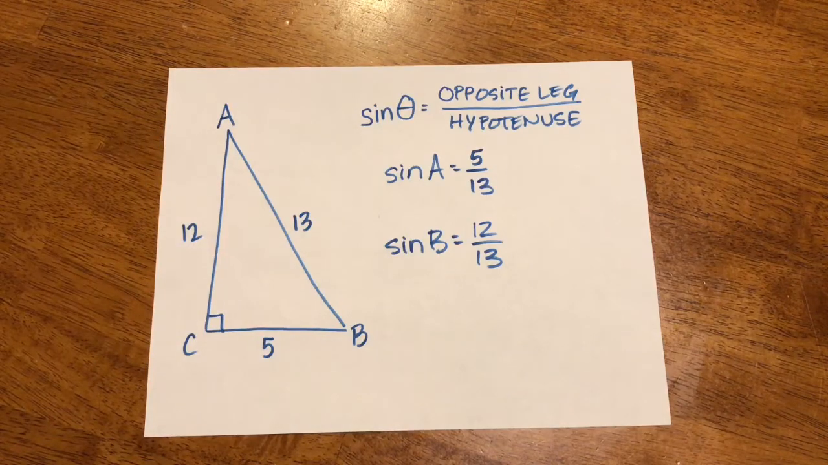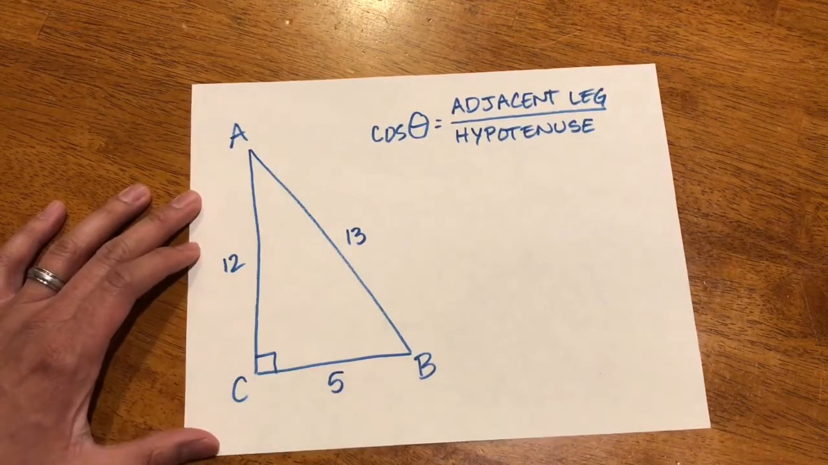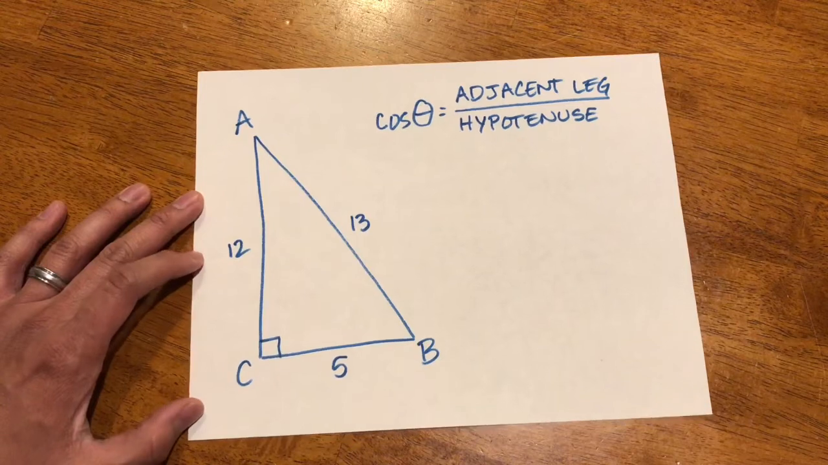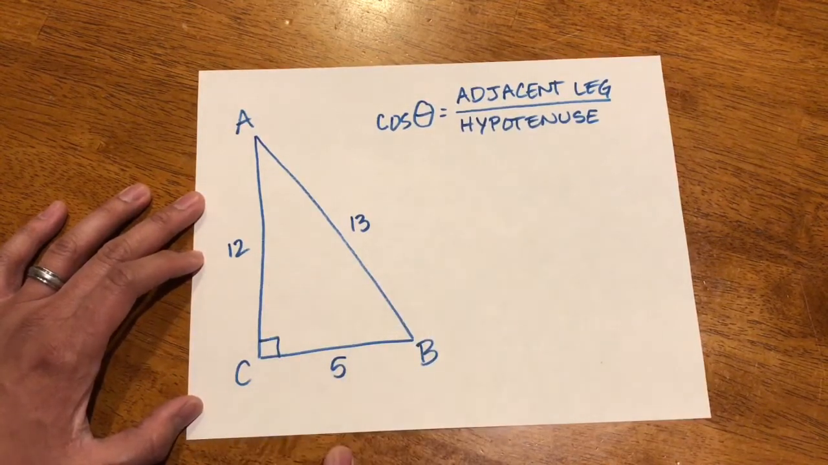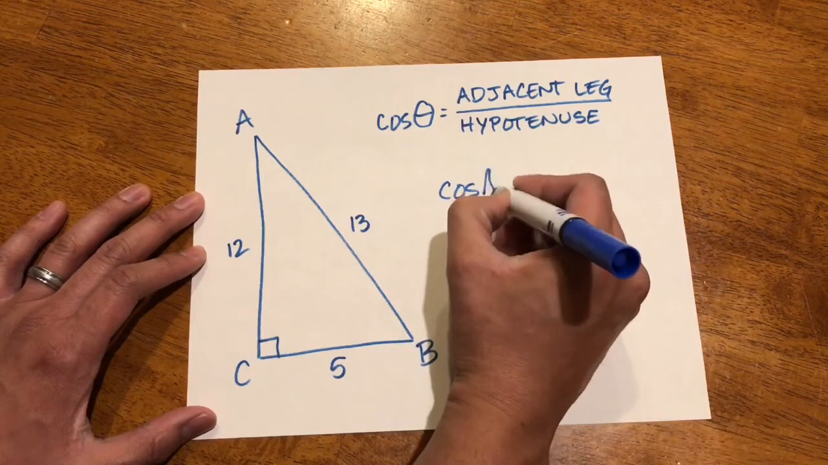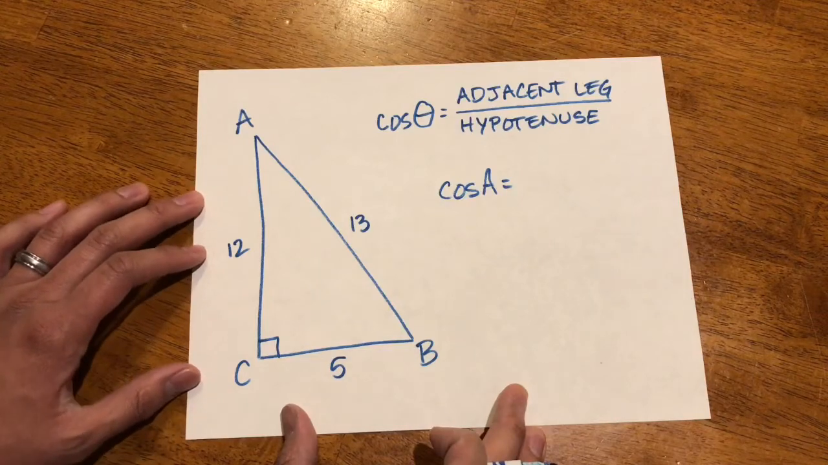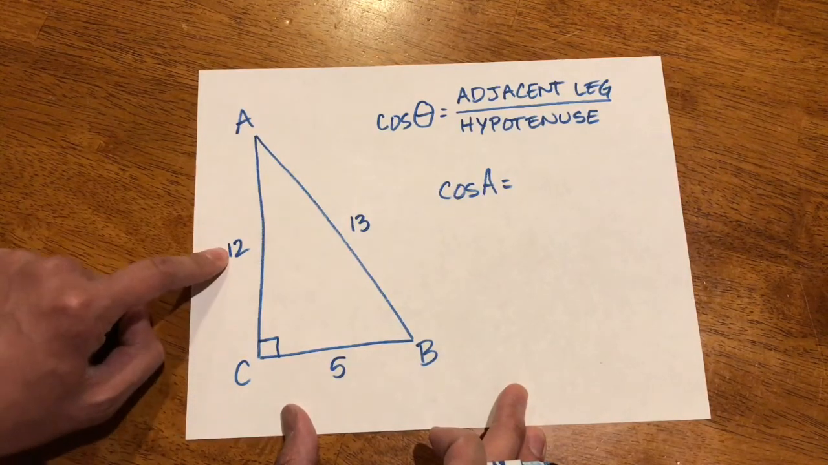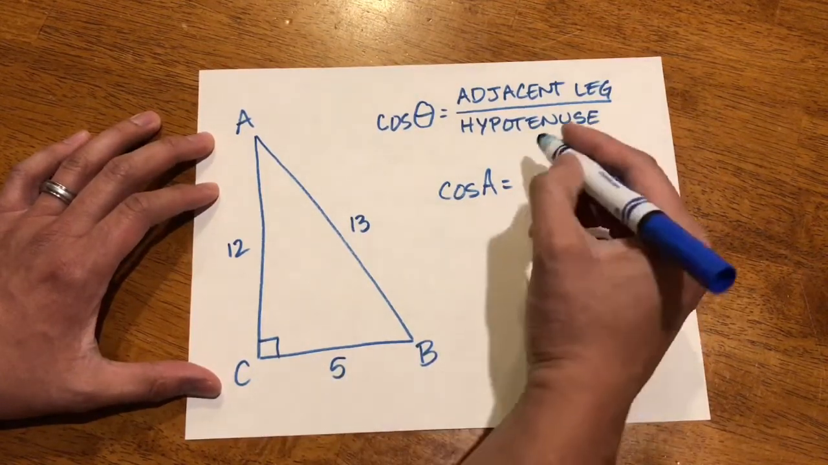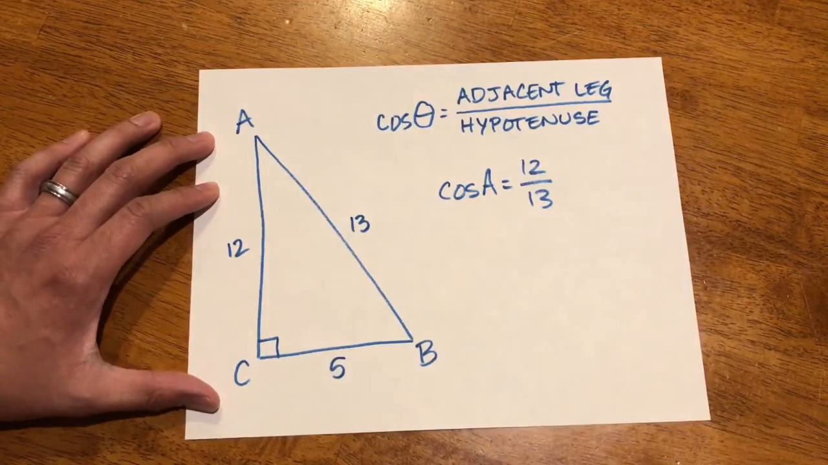The next trigonometric ratio is cosine. Cosine is equal to the adjacent leg, or the leg next to the angle, over the hypotenuse. Here, if we want to find cosine of angle A, the side next to A, or the adjacent leg, is 12. The hypotenuse is still 13. And so cosine A is equal to 12 over 13.